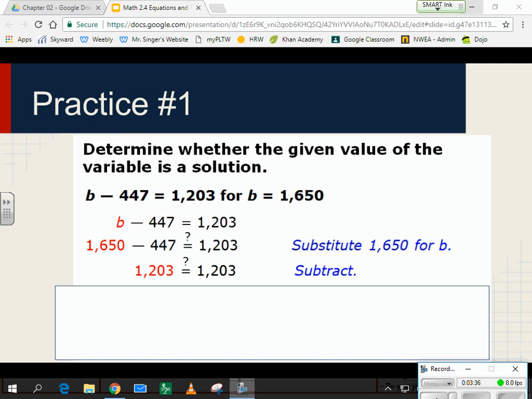So here our equation is b minus 447 equals 1,203, for b equaling 1,650. Whenever you see this whole part, this is the plug and chug. That's the plug and chug part that basically is telling you 1,650 is what you're plugging in for b. Now if you do that, and you subtract 447 from 1,650, what you get is 1,203. Well, is 1,203 equal to 1,203? There we go. The answer is yes.